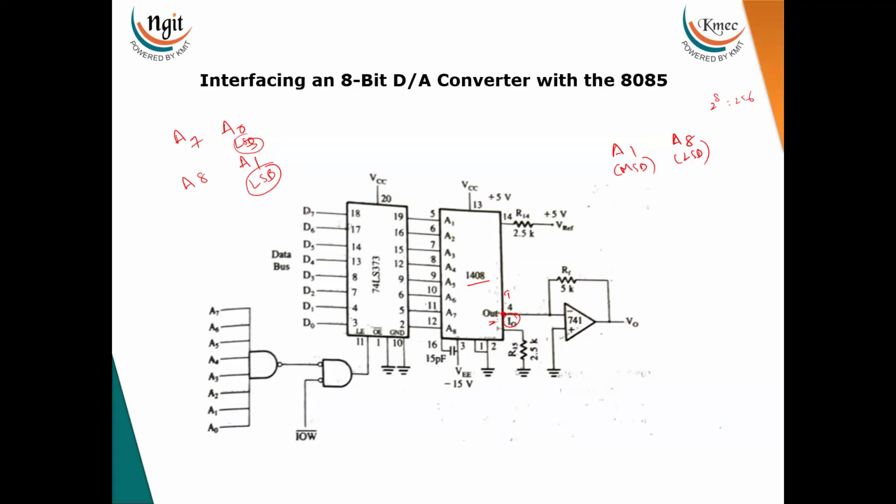Now here, in this microprocessor system, what is the DAC IC doing? It is taking the digital value and giving the analog value. Taking the digital value means the processor is giving this digital information to the DAC.